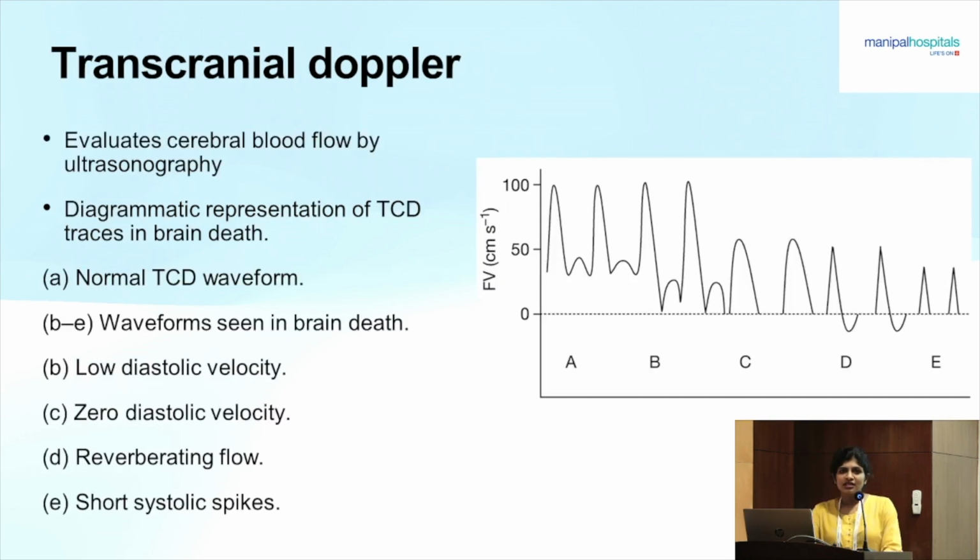Another test which can be done is transcranial Doppler, which is a bedside test, and more people are doing this. Here, the first one is a normal TCD waveform. From B to E are the waves which can be seen in brain death. In B you see that diastolic velocity is very low, then there is zero diastolic velocity, then reverberating flow and short systolic spikes. These can be consistent with brain death.